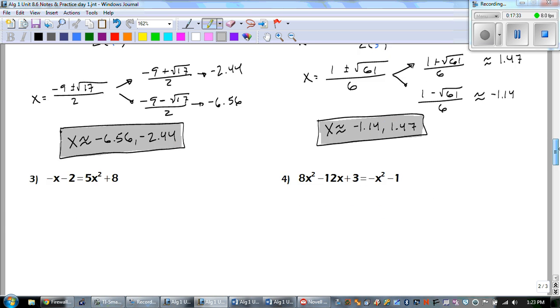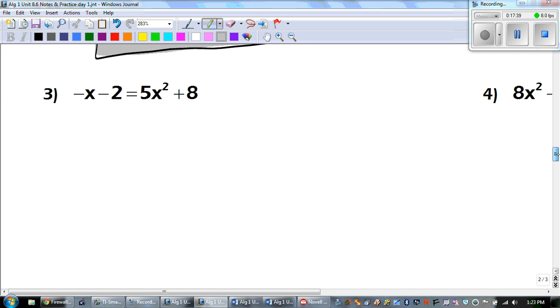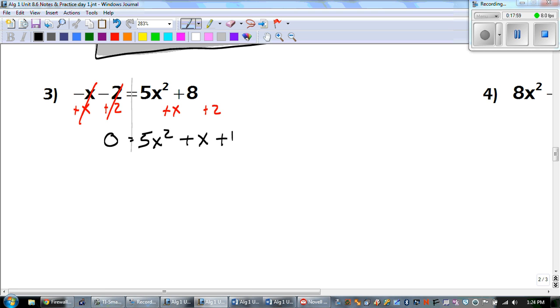Okay, let's move on to number 3. So first thing we want to do is get everything set equal to 0. So I'm going to add x to the other side, and I'm going to add 2 to the other side. So those cancel, and we get 0 equals 5x squared plus x plus 10. Okay, so remember, what does A equal, what does B equal, and what does C equal? A is 5, B is 1, C is 10.